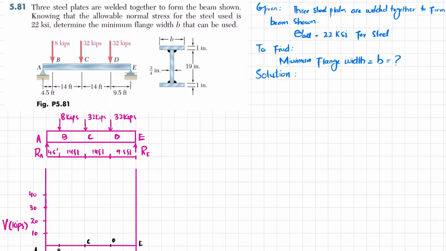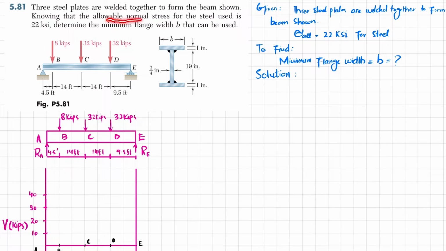Welcome back, dear friends. Today we'll solve problem 5.81. In this problem it is given that three steel plates are welded together to form a beam as shown. This is the beam, you can see this is plate 1, this is plate 2 and this is plate 3, and they are welded together to form a beam.